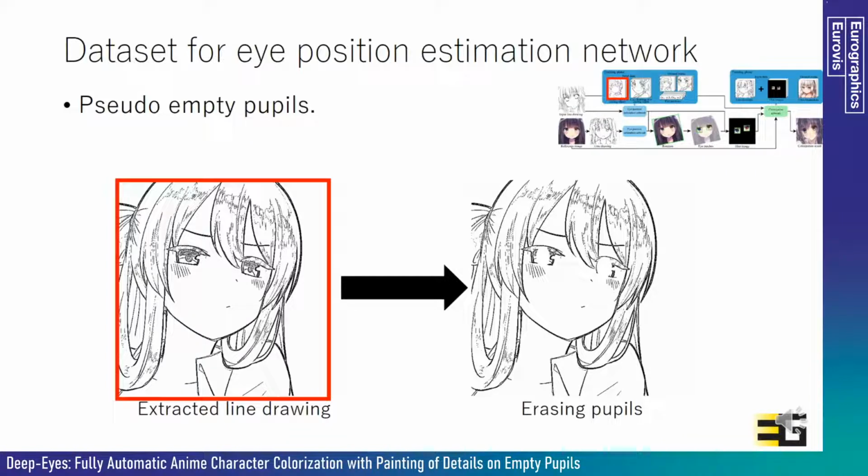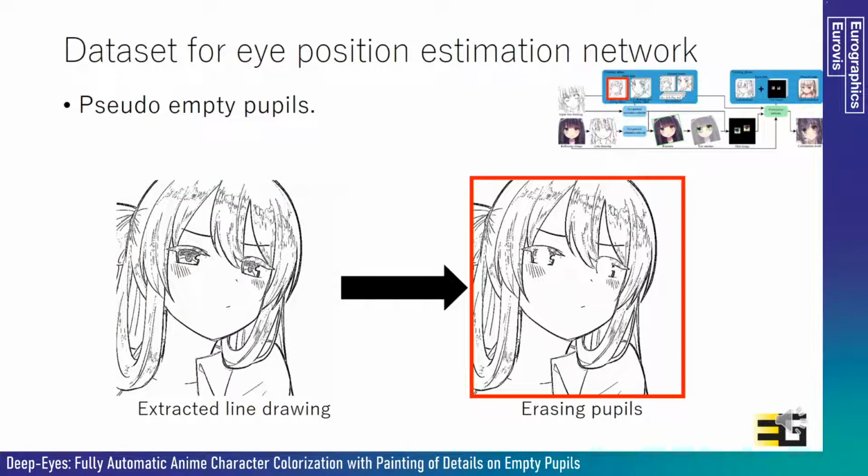Line drawings that are extracted from color images have edges. So we create line drawings with pseudo-empty pupils by filling areas around eye positions in line drawings with white pixels. We create the ground truth of eye positions by manually specifying the positions of the right and left eyes.